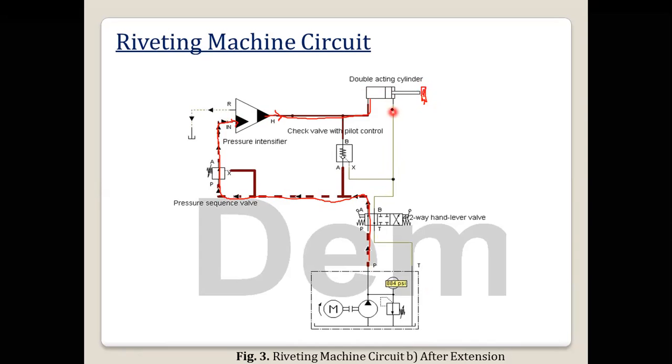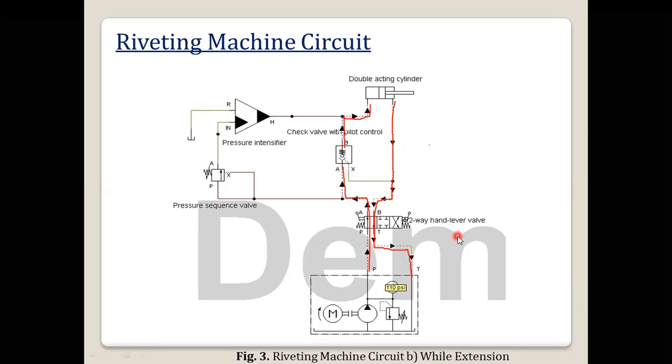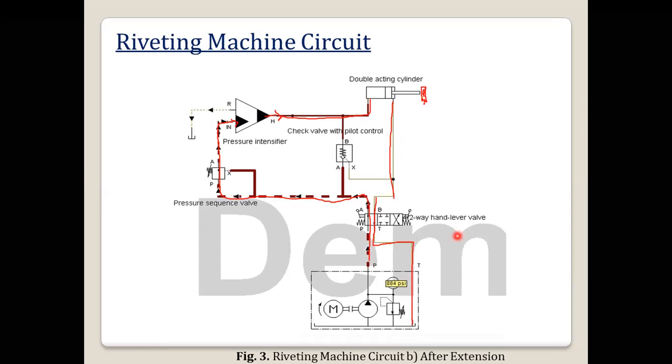After riveting, the oil from the rod side will be returned to the tank. So in this way riveting will be happening. Here there is a fast approach, then heavy feed. The heavy feed is done by using this pressure intensifier.